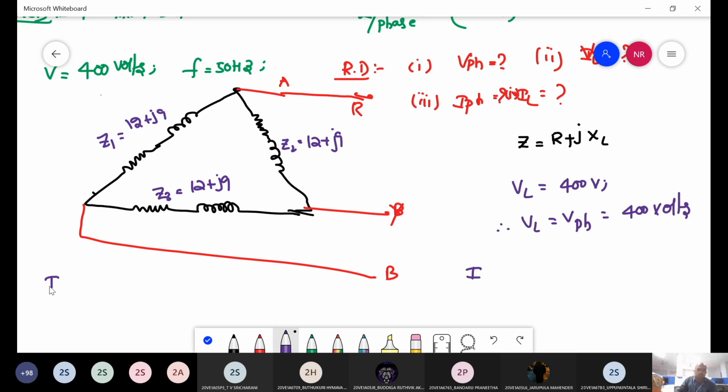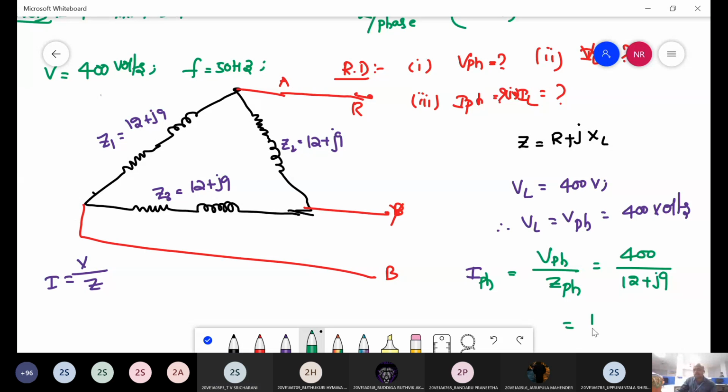Then calculate I phase. In an AC circuit, I is equal to V by Z, yes? So I phase is equal to V phase by Z phase. V phase is 400. Z phase is given as 12 plus j9. Just calculate the magnitude here: 400 divided by the square root of 12 square plus 9 square. Then we will get that magnitude. How much is it?